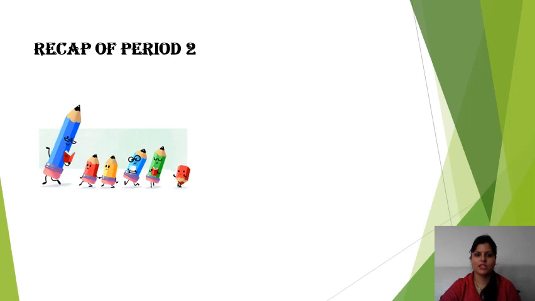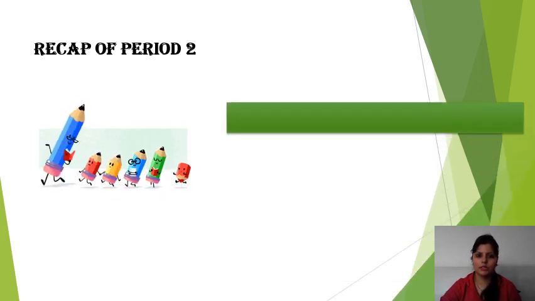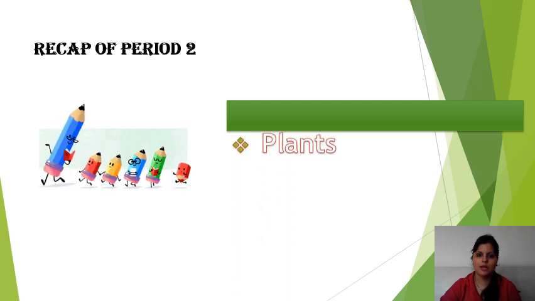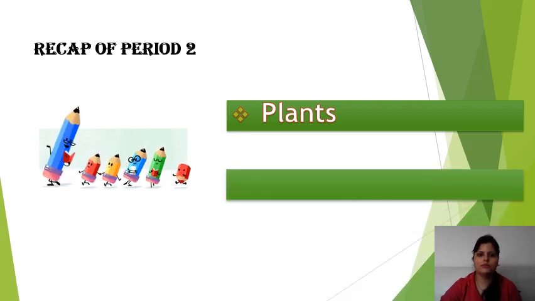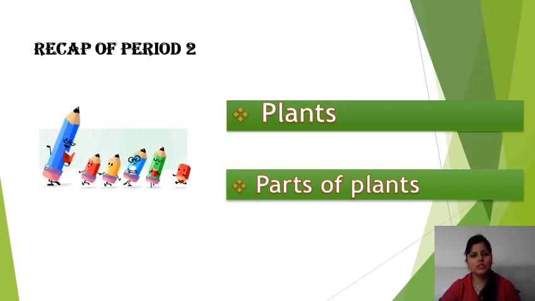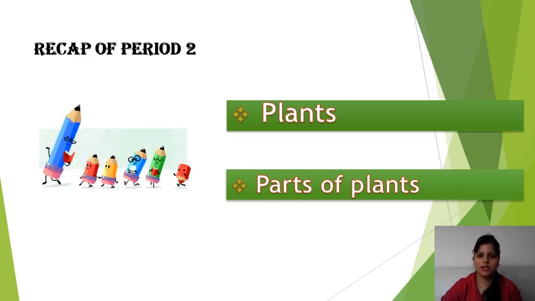Okay. But before starting with our new topic, let us do a quick recap of our previous class. In our previous class, we covered the topic plants. So what are plants? Plants are living organisms that use sunlight to prepare their own food. We have also seen the basic parts of the plants, and learned how to draw a plant and label the basic parts. So what are the basic parts? Stem, root, fruit, flower, leaves. These are the basic parts of a plant.